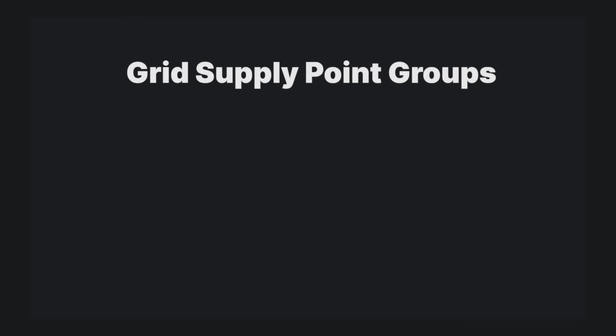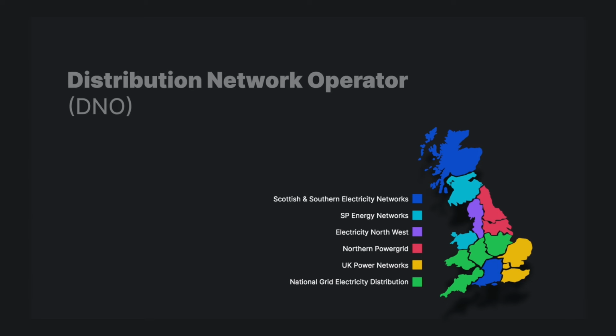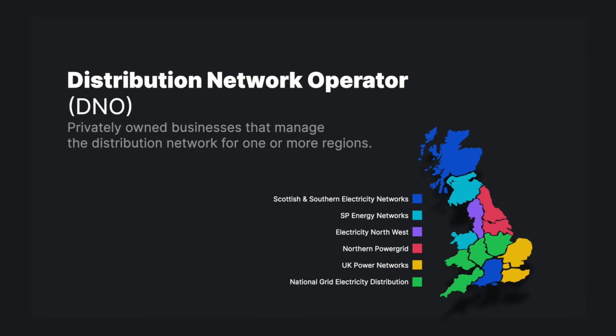These distribution networks are split by geographic region, known as grid supply point groups. There are 14 grid supply point groups in Great Britain, and each is looked after by a distribution network operator, or DNO. DNOs are just privately owned businesses that manage the distribution network for one or more regions.